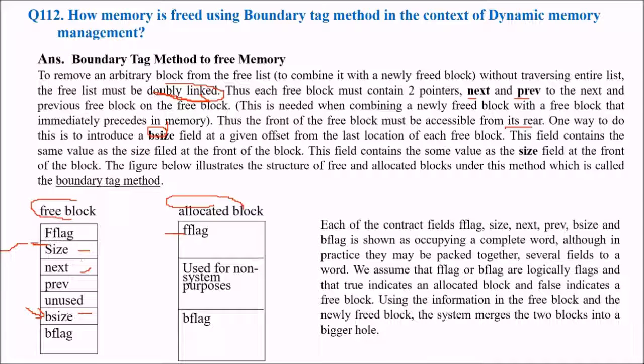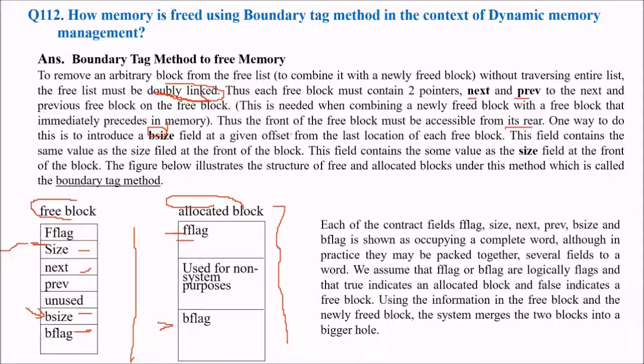Each of the fields, F flag, size, next, B size, and B flag, is shown as occupying a complete word, although in practice they may be packed together, several fields to a word. We assume that the F flag and B flag are logical flags, where true indicates an allocated block and false indicates a free block. Using the information in the free block and the newly freed block, the system merges the two blocks into a bigger whole. This is the boundary tag method to free memory.